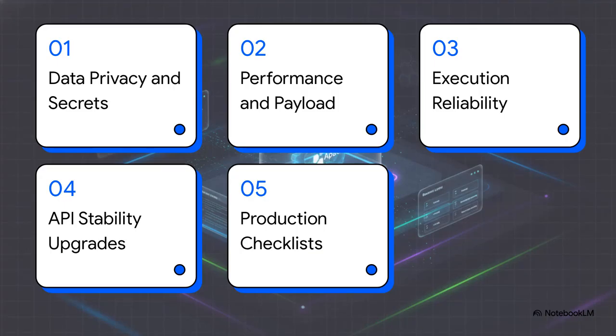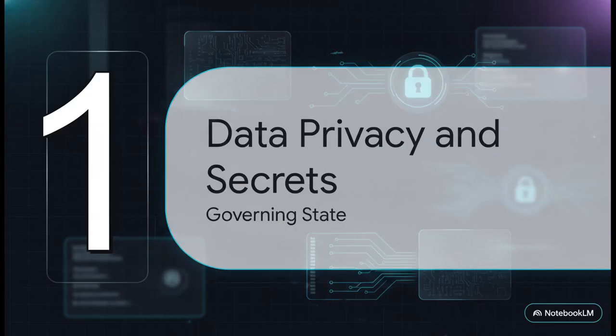To get there, we'll systematically deconstruct these production risks, looking at data privacy and secrets, performance limits, execution reliability, API stability, and finally, some practical production checklists. Starting off with data privacy and secrets, and how we govern the state machine.